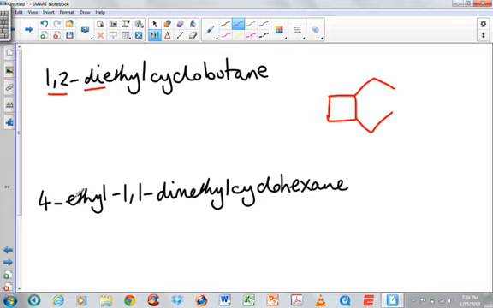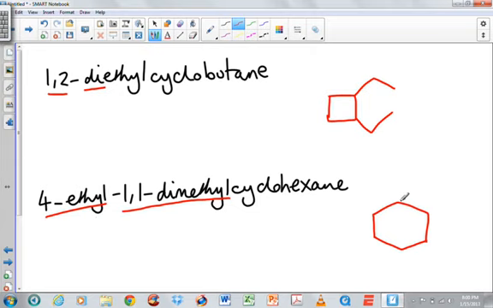Now what about this one? 4-ethyl-1,1-dimethylcyclohexane. That one's kind of more involved. But you can see to begin with there's a 6-membered ring because it's hexane and cyclo. Now there's 2 methyl groups here. Now what does it mean when there's 2 numbers that are both the same? Well, that means the substituents are on the same carbon. There's an ethyl group here that's on a different carbon.